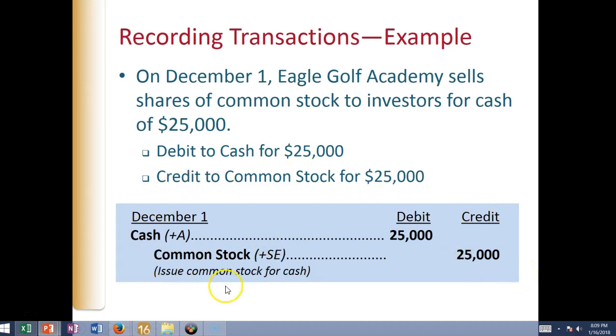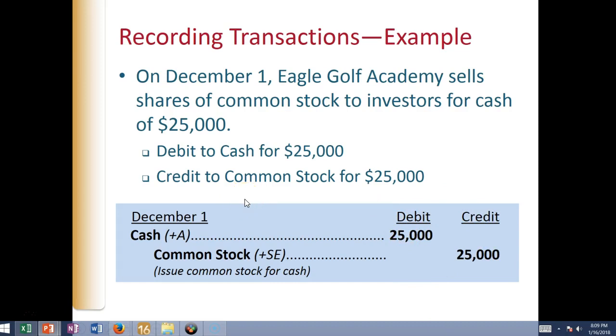This is what we call a journal entry. We always record the debit side first, and then we indent to record the credit side. Okay?